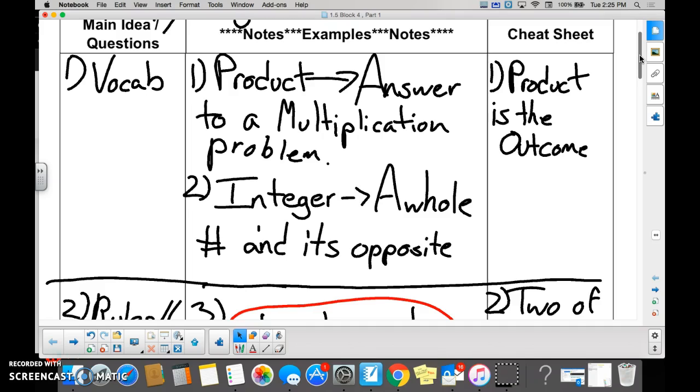Can anyone tell me what our integers are going to be? A whole number and its opposite. Exactly. So that's going to be something like 4 and -4. Those are integers, right? Or like we can go into numbers like 3.1 and -1. Those are also going to be like integers, okay?